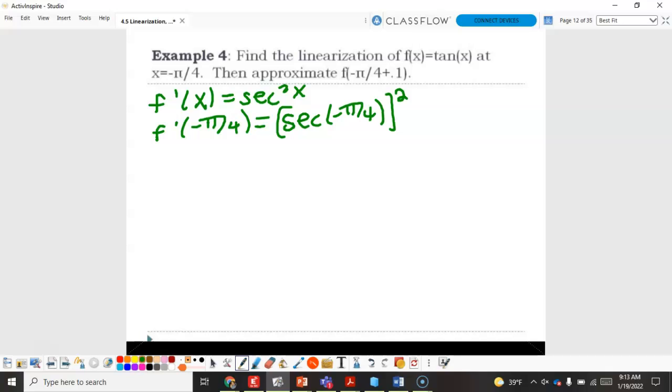Should I put the negative? No, because you have to square it. So it's 1 over cosine of pi fourths, so 1 over root 2 over 2. The negative really doesn't matter because you're going to square it. So then it becomes 2 over square root 2, which is equal to 2 root 2 over 2, which equals root 2.